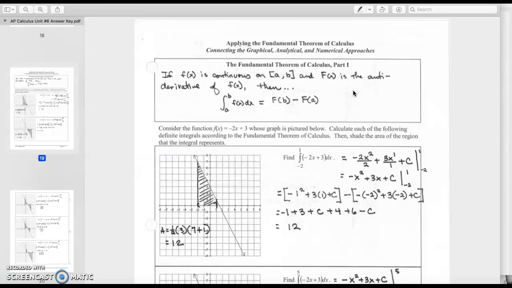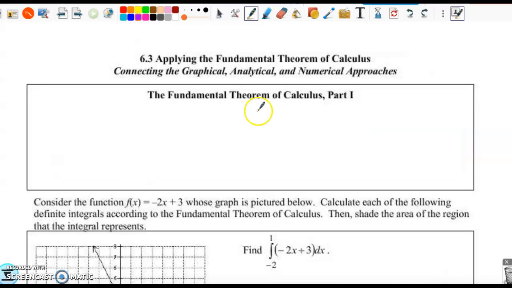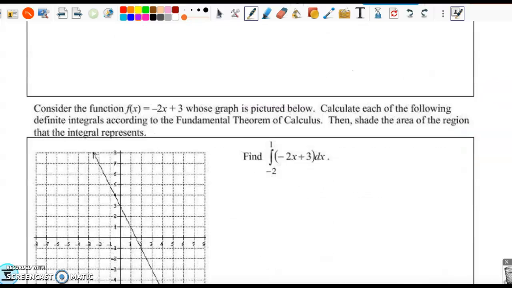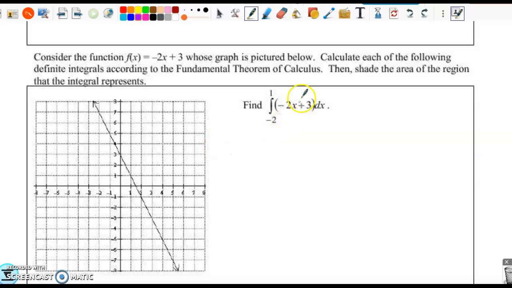So you might want to just pause the video and write this down. And it's the first fundamental theorem of calculus. There's a second part to it as well, but we're going to save that for a little bit later. So just getting right into an example. And we've actually done this before.